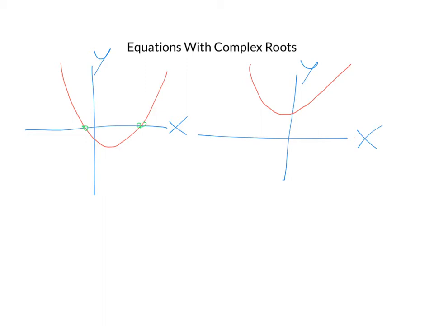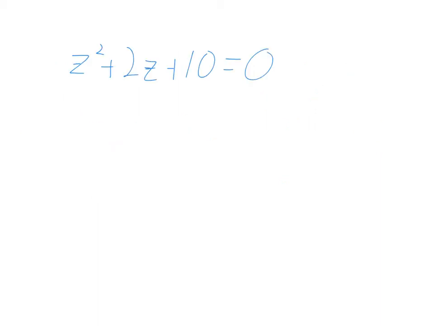However, we could still fill it into the minus b formula, and what we'd find is that a complex number comes out as the answer. So that's why we say that this has complex roots. So we'll look at a specific example of that now. The example we'll look at is z squared plus 2z plus 10 is equal to 0.